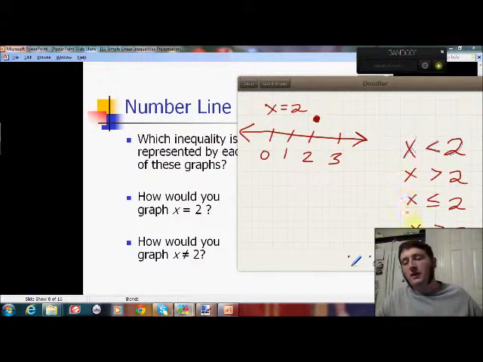And you know, before you ever saw the inequality graphs, you were graphing x equals 2 on the number line. You were just going to 2 and putting a point. But that might have been second or third grade since you saw that last. What about x is not equal to 2?